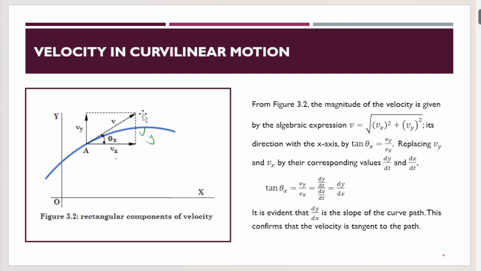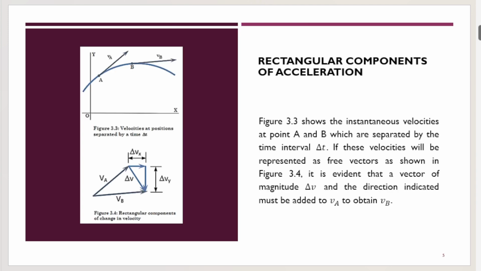Now let's discuss the rectangular components of acceleration. As you could see in figure 3.3, this one at the top shows the velocities at positions separated by delta t, the continuous velocities at points A and B, which are separated by the time interval delta t.